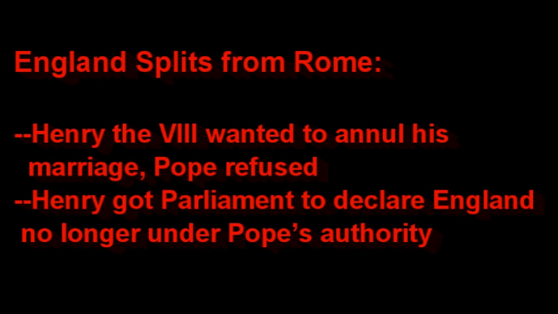And the Pope absolutely refused to do that, and understandably so. They had been married for 23 years. When you annul a marriage, it says that it never happened, and that seems to be something that the Pope was not comfortable with doing. So what Henry ends up doing in order to be able to marry his next wife is he gets Parliament to declare England no longer under papal authority, so that England is no longer tied to the Catholic Church. He starts his own church called the Church of England, and today we call it the Anglican Church. That is going to split from the Catholic Church of Rome.